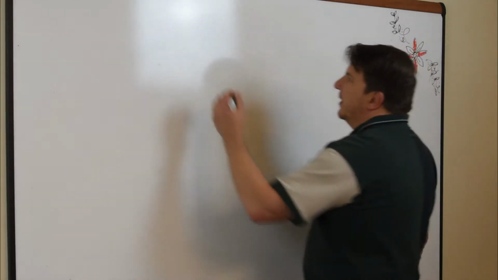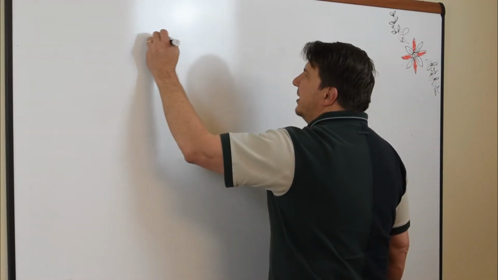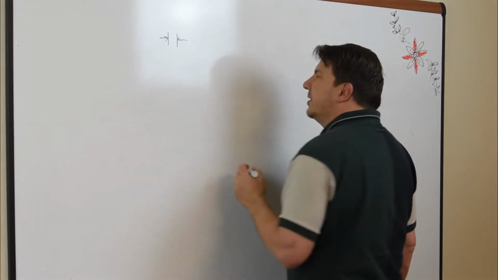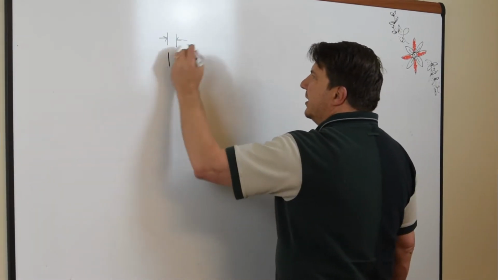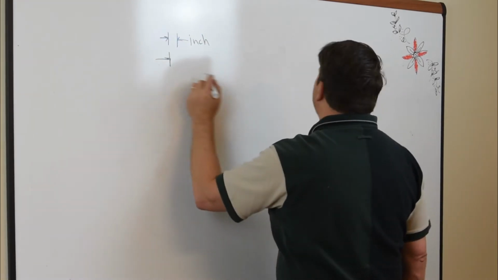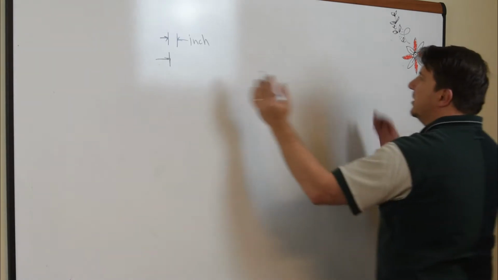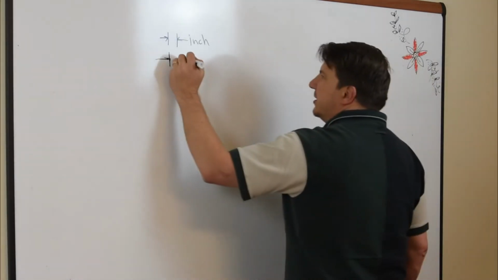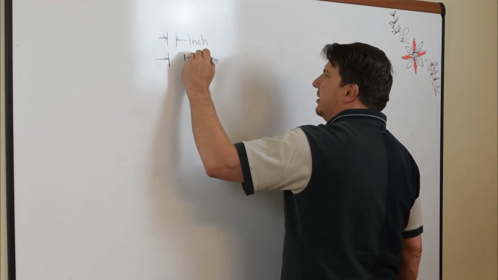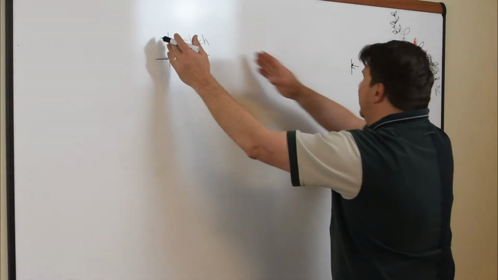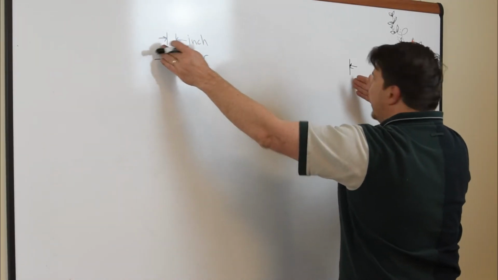So if I look at a basic building block, that's about an inch. And this right here is about a meter. Let's see, yeah, probably about right here. And that's 1 meter. There's a big gap between this.